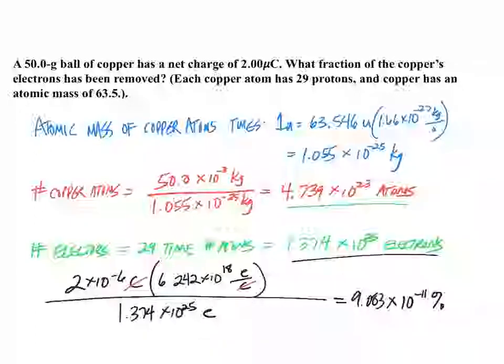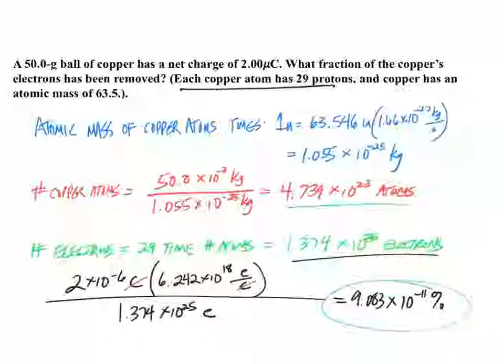Each copper atom has 29. Oh, I put electors instead of electrons. So we get a really small percentage again. Unsurprising.